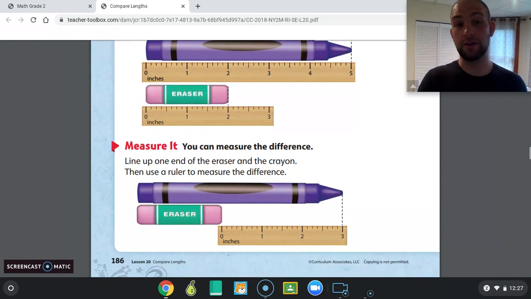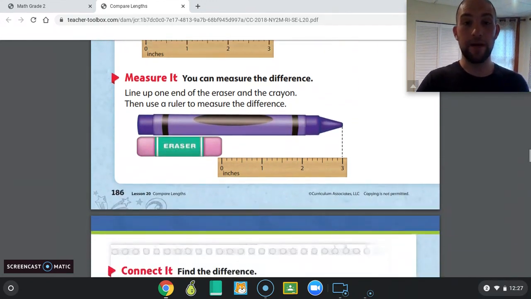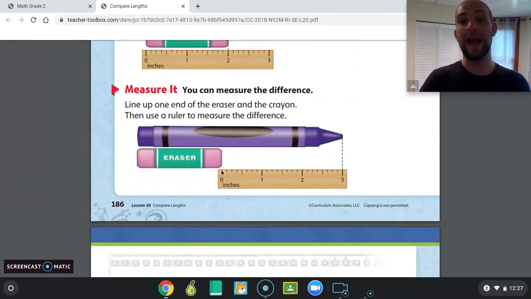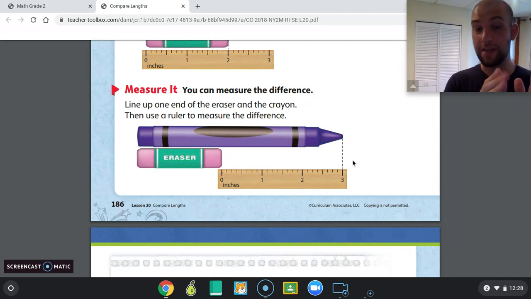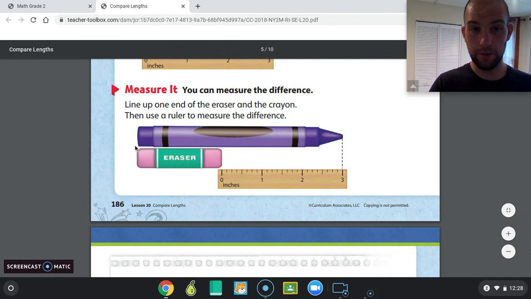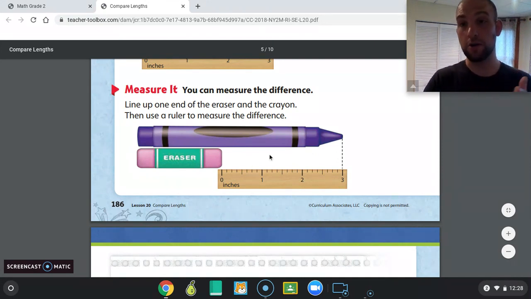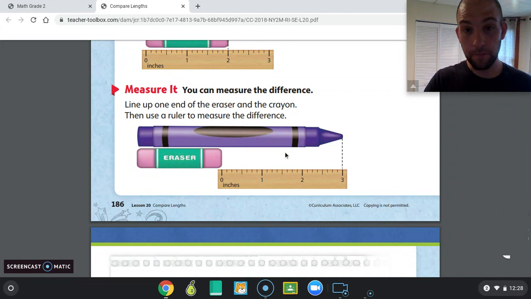Another way that we could measure our difference is we can measure the length from the end of the eraser to the end of the crayon. If we line up these two ends so that they're right at the same spot, we can measure this length. Again, if we made one of those bar diagrams, this part would be our part with the question mark in it. We can measure that distance and we can find out that that's 3 inches that way as well.